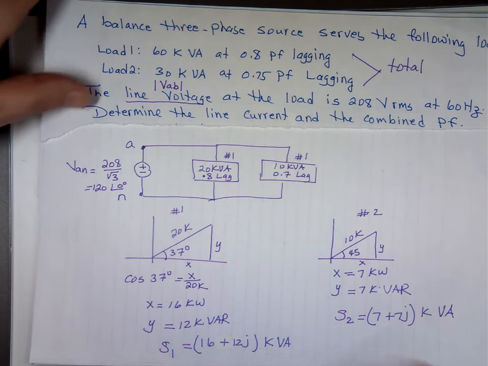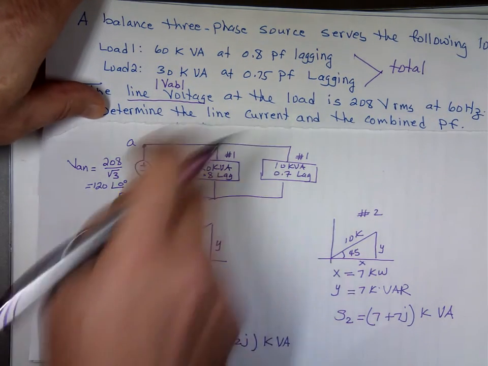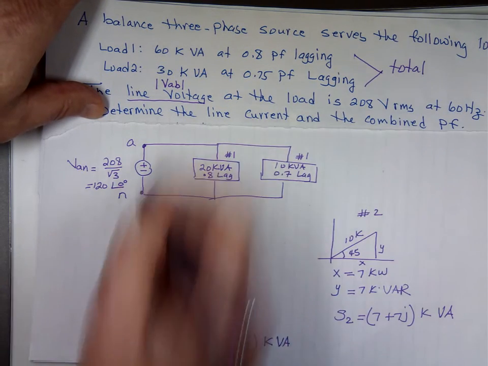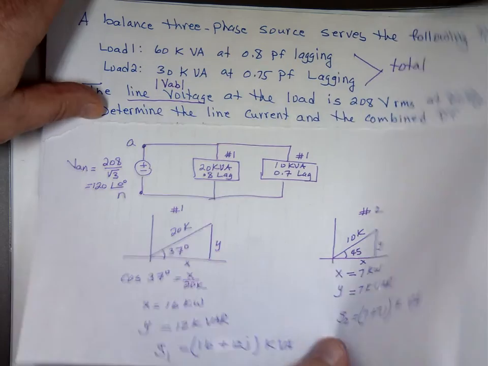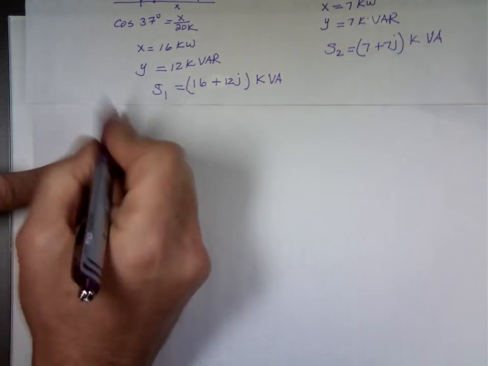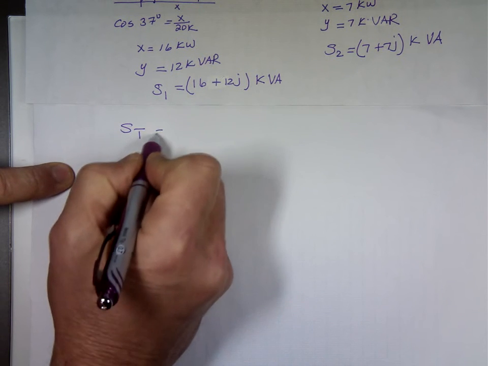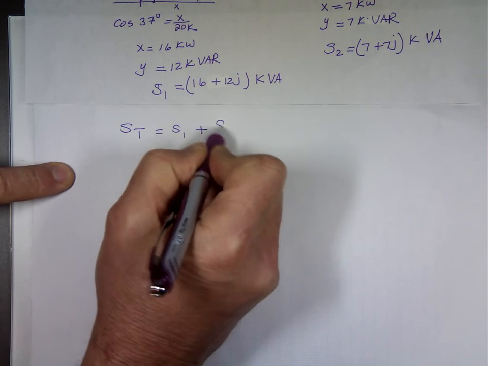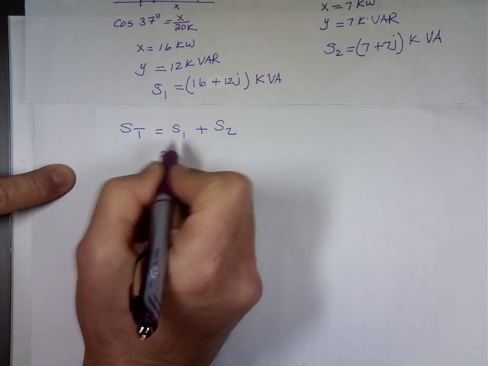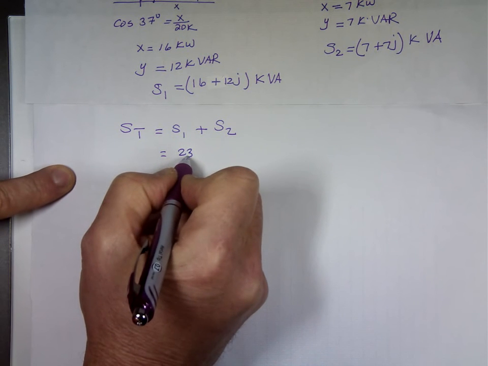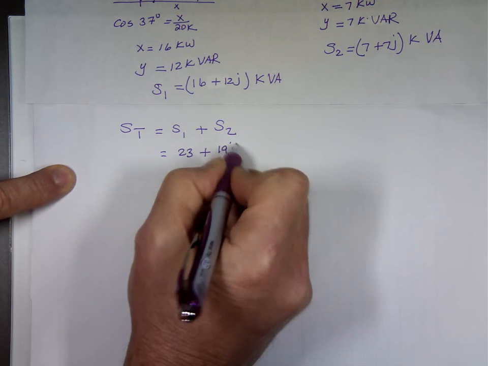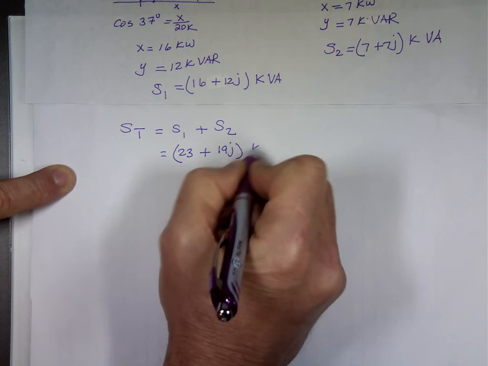So if we add these two complex powers, we have the complex power of the whole load. I'm trying to find the complex power of the load. So here we go. S total is equal to S1 plus S2. That's 16 plus 7, which is 23, plus 7 and 12, which is 19j kVA.